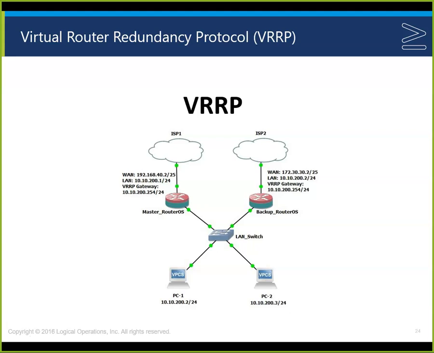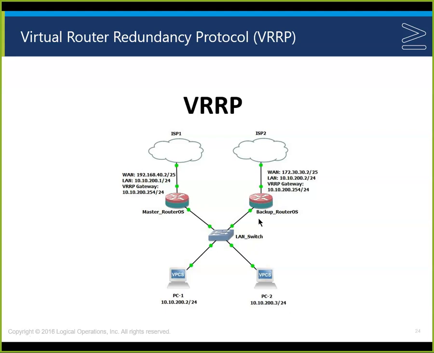VRRP, Virtual Router Redundancy Protocol, is the standard. It works basically the same way. We're doing the same thing. We're going to have the ISPs, the WAN. In this case, we're going to change the names to master and backup, instead of the terms that we had earlier, which were active and standby. These are the master router and the backup router.